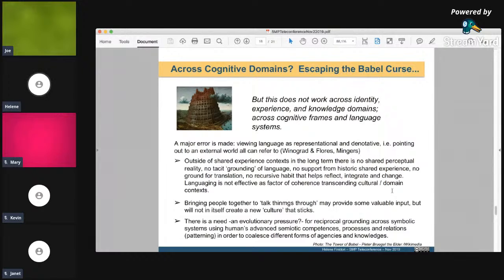Bringing people to talk things through may provide some valuable input, but will not in itself create a new culture that sticks. So there is a need, and I'm saying this tongue-in-cheek a bit, is it an evolutionary pressure, for some reciprocal grounding processes across symbolic systems, using humans' advanced semiotic competence, processes and relations, so patterning, in order to coalesce different forms of agencies and knowledges. So to me, how do you access this patterning competence, semiotic competence, processes and relation is the key nut to crack.